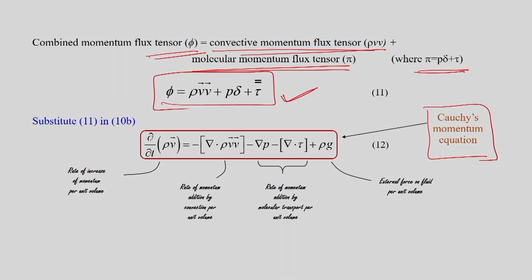In this equation, the left hand side term is the rate of accumulation of momentum, also known as the temporal term. On the right hand side, the first term is the rate of momentum addition by convective transport mechanism, also known as the convection term. Del p is usually known as the pressure term and del dot tau is known as the viscous force contribution term. Combined, they are known as the rate of momentum addition by molecular transport mechanism, and then rho g is the external force on the fluid per unit volume. Here, the external force we have considered is gravitational force.